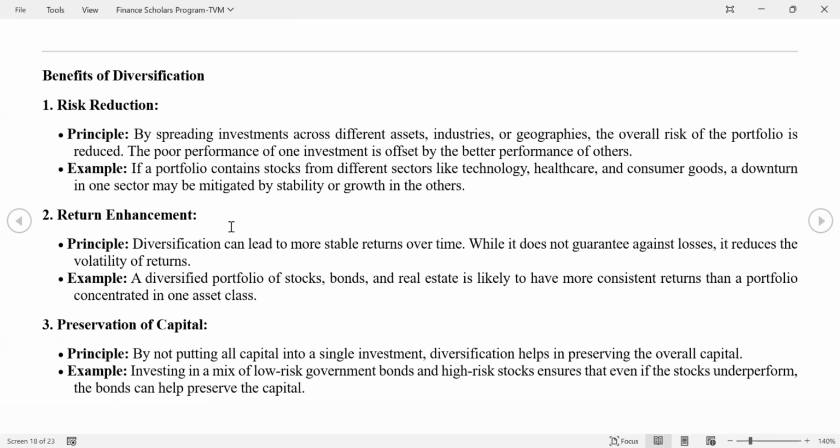Okay, yeah. So return enhancement, that's the second benefit. Diversification can lead to more stable returns over time. While it does not guarantee against losses, it reduces the volatility of returns. Okay, so the entire portfolio can have a particular return. So instead of only stocks, where the returns can change versus high risk, right? Put stocks, bonds, treasury bills, real estate together, okay? And then the volatility of the entire portfolio will change because one is offsetting the other. So the returns from the entire portfolio will not be changing so much.